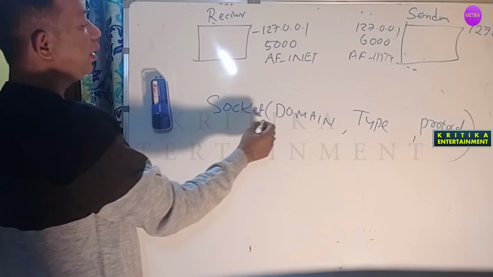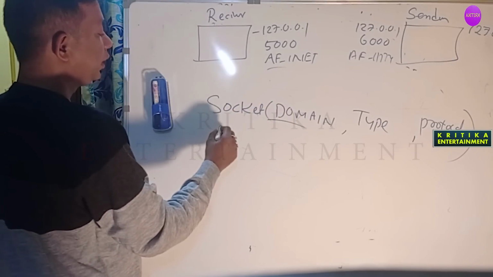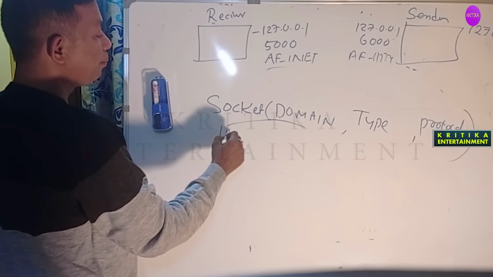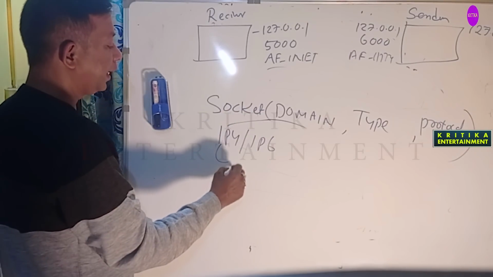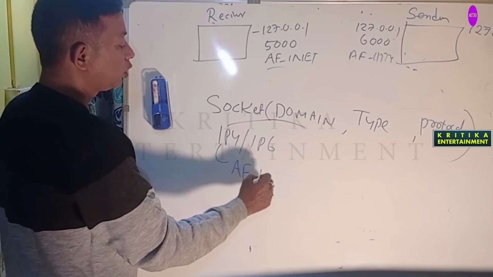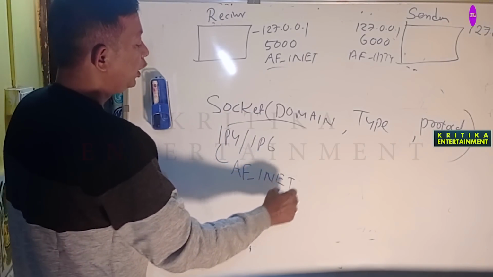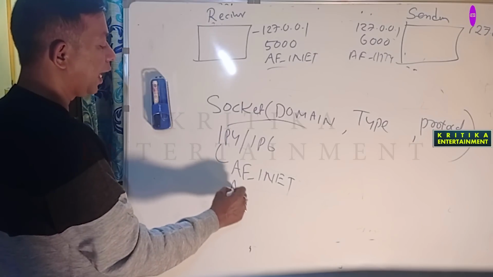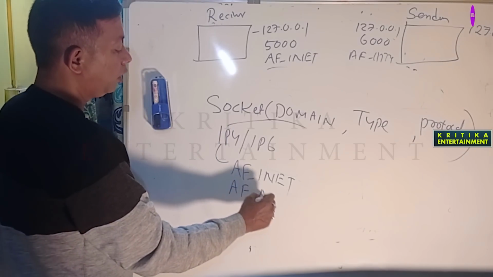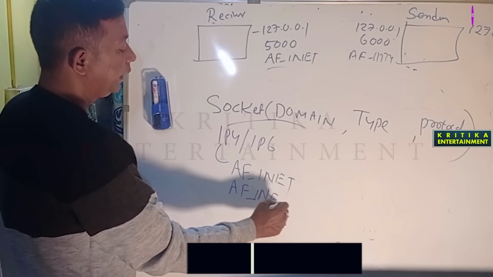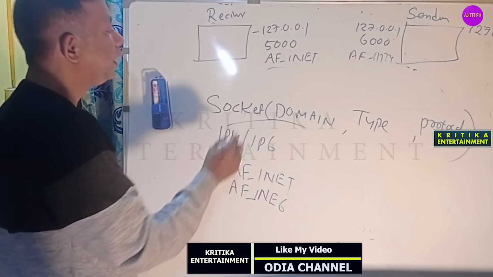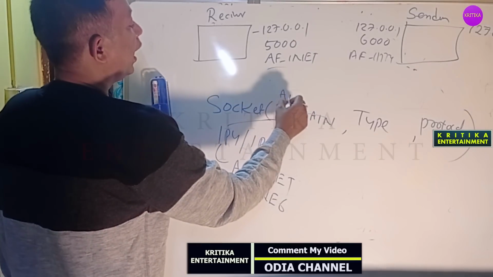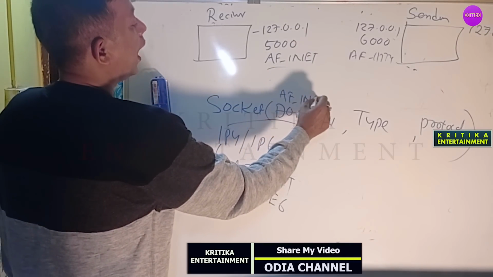Okay, domain means what? I have told you, whether you are using IPv4 or IPv6. If it is IPv4, then write AF_INET. If you are using IPv6, then you will write AF_INET6. But my system supports IPv4, so here I will write AF_INET.